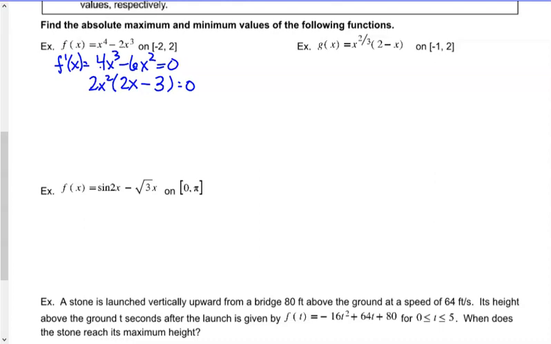All right. So now we have to determine where those are equal to 0. These are our critical points.